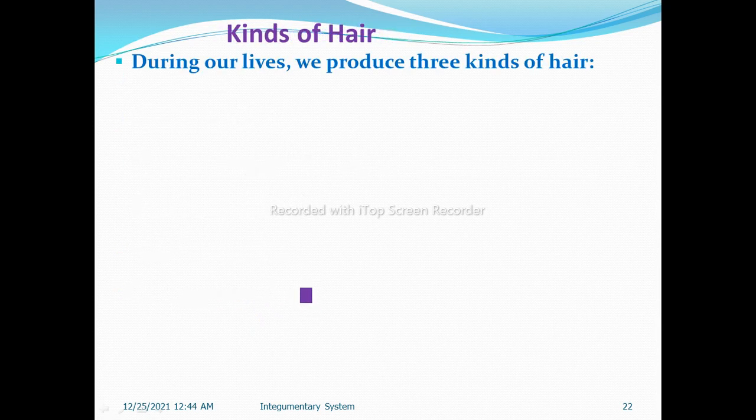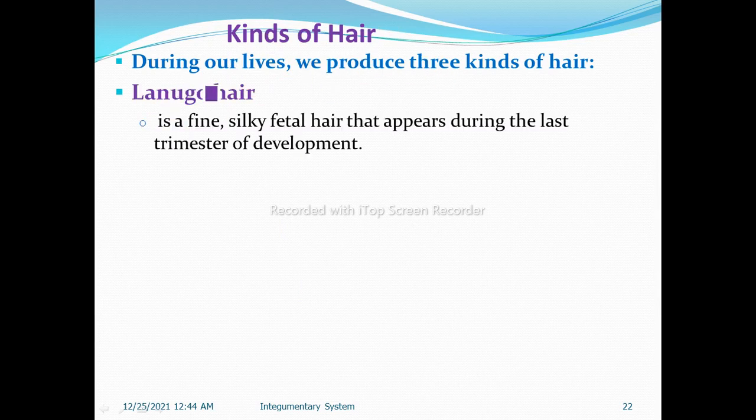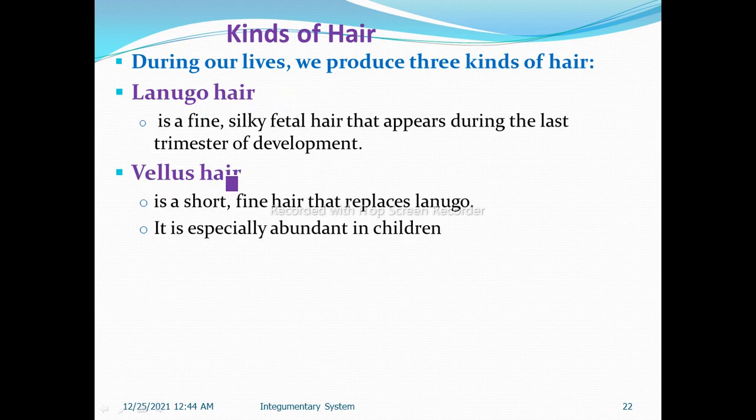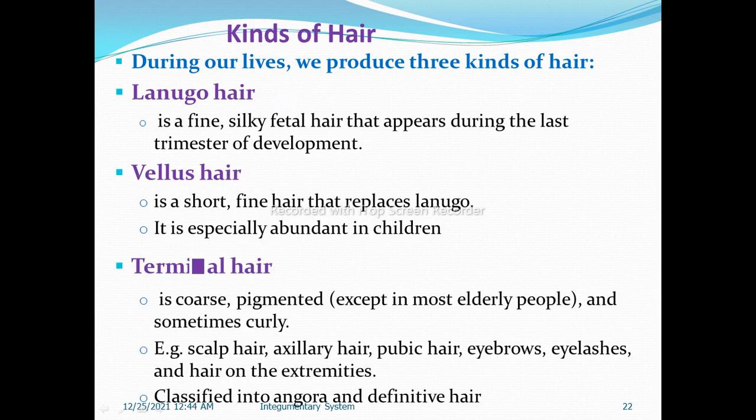Now we are looking at the kinds of hair. During our lives we produce 3 kinds of hair. The first is lanugo hair, the second is vellus hair, the third is terminal hair. Lanugo hair is a fine silky fetal hair that appears during the last trimester of development. This is the fetal hair. Vellus hair is produced in children, so it's short fine hair that replaces lanugo. So this hair replaces that hair, and it is found in children.